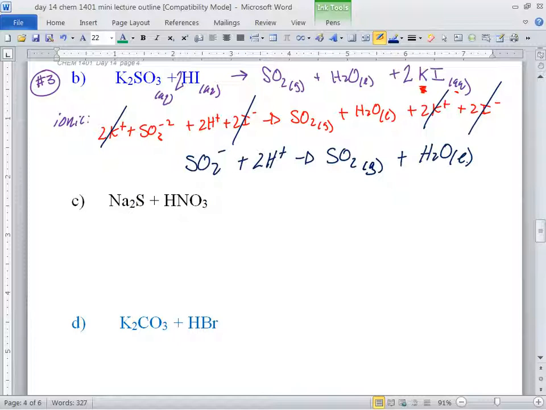No, for the ionic would be SO3, not SO2, right? What did I mess up?